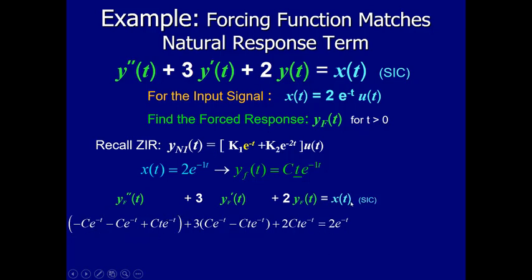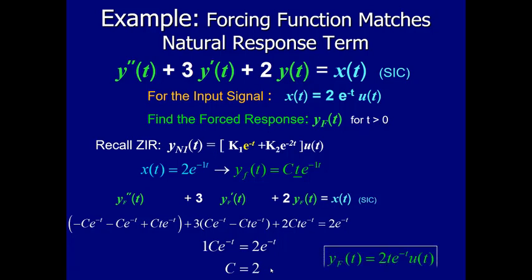We set that equal to x of t, the 2e to the minus t again, and collect up our terms. And we see that all of these different terms add up to the ct e to the minus t terms. We have plus 1 here, we have minus 3 here, and plus 2 here. They cancel out, which is good because we don't have any t e to the minus t terms on this side. Fortunately, they cancel out, leaving 1 c e to the minus t equals 2e to the minus t, so c must be 2. So in this case, our forced response would be 2t e to the minus t u of t.